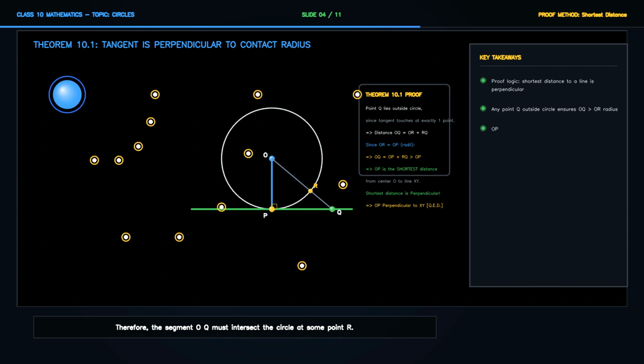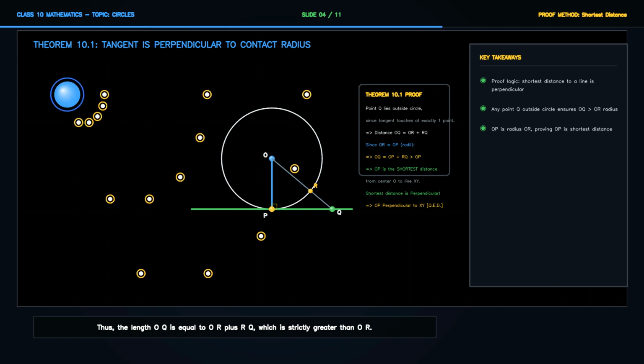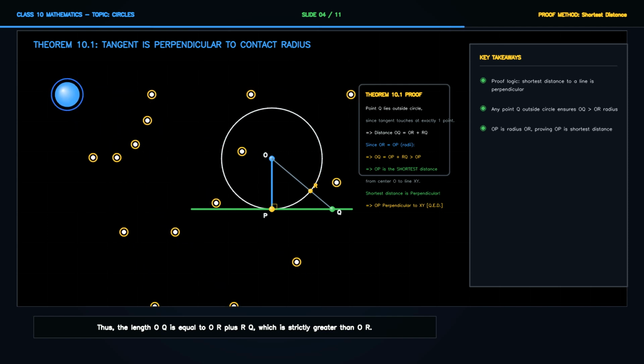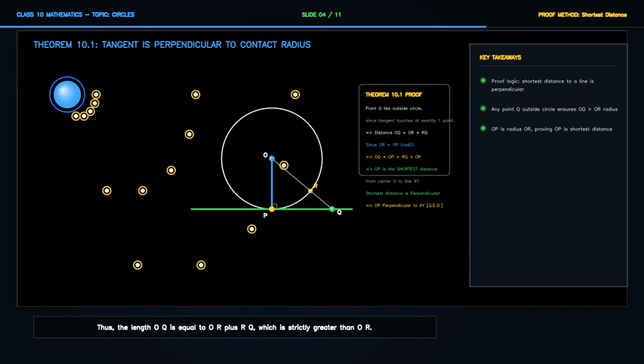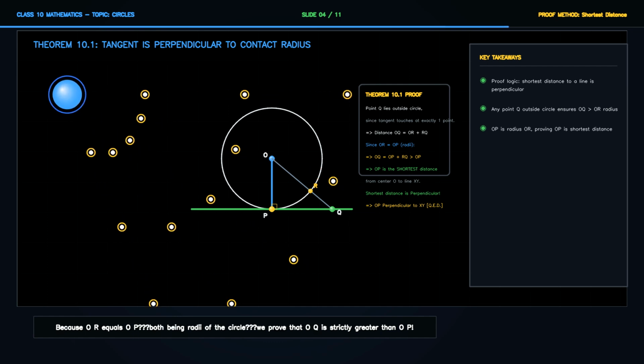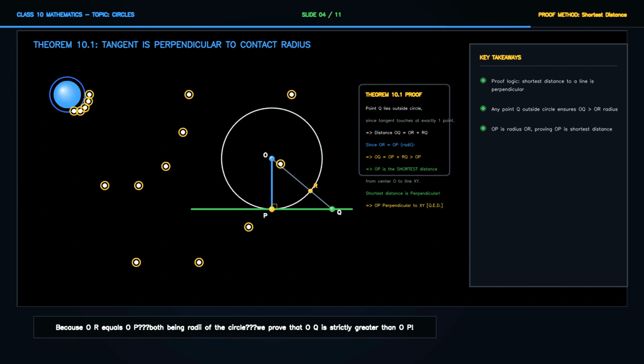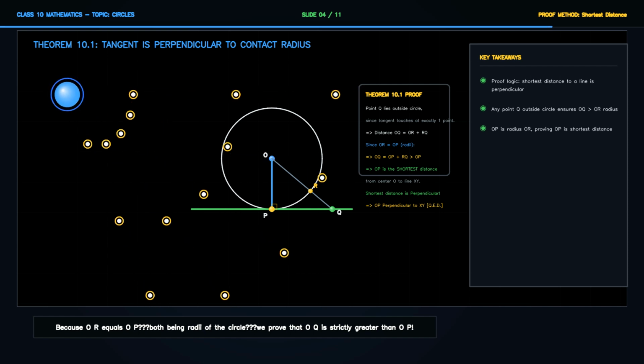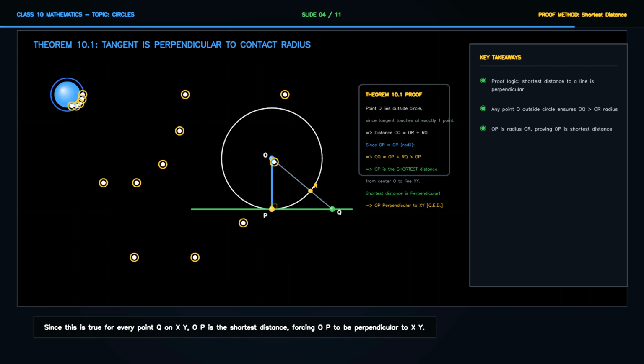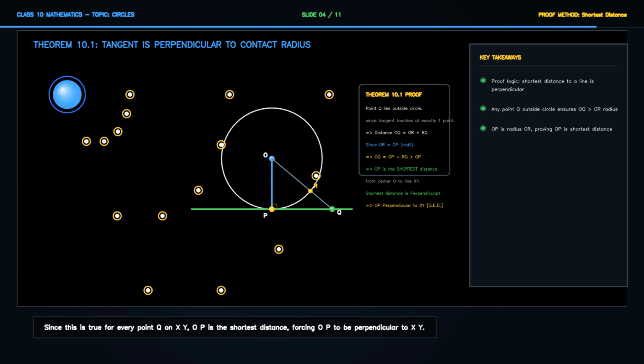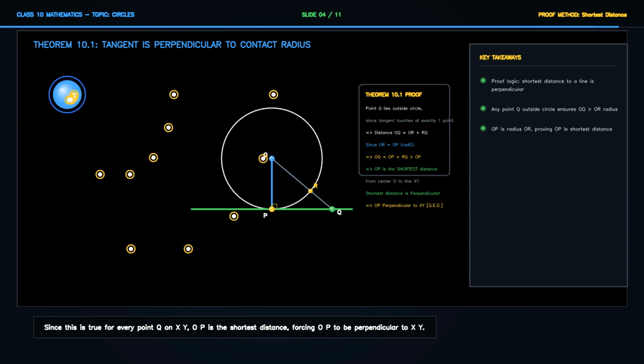Thus, the length OQ is equal to OR plus RQ, which is strictly greater than OR. Because OR equals OP, both being radii of the circle, we prove that OQ is strictly greater than OP. Since this is true for every point Q on XY, OP is the shortest distance, forcing OP to be perpendicular to XY.